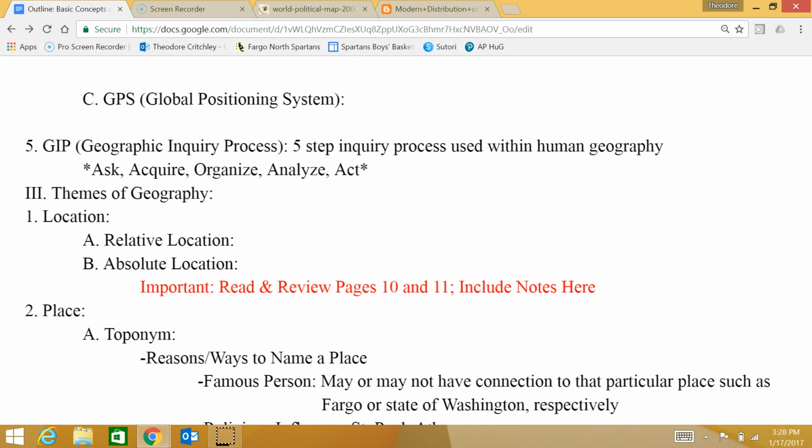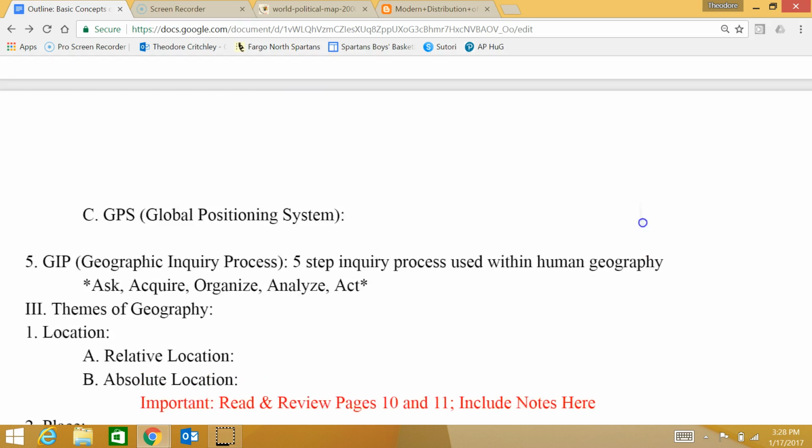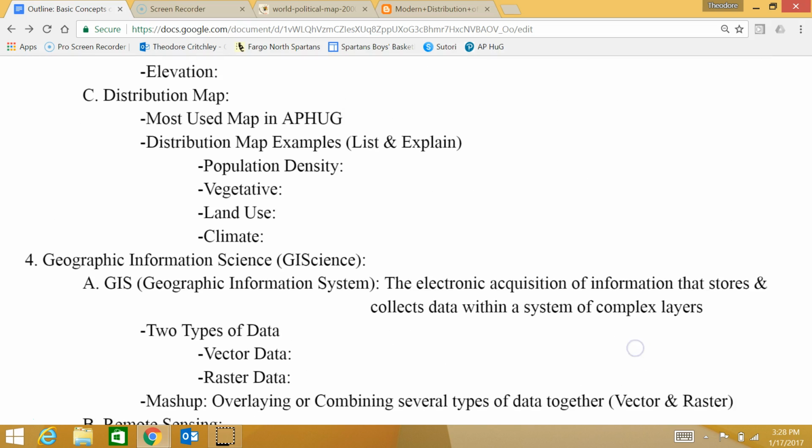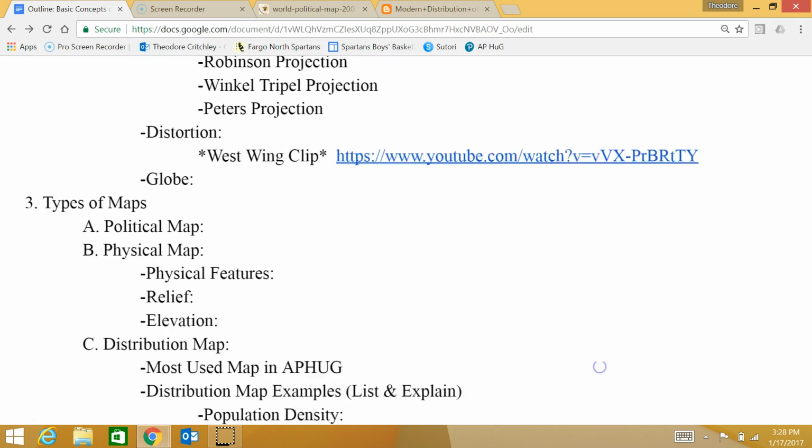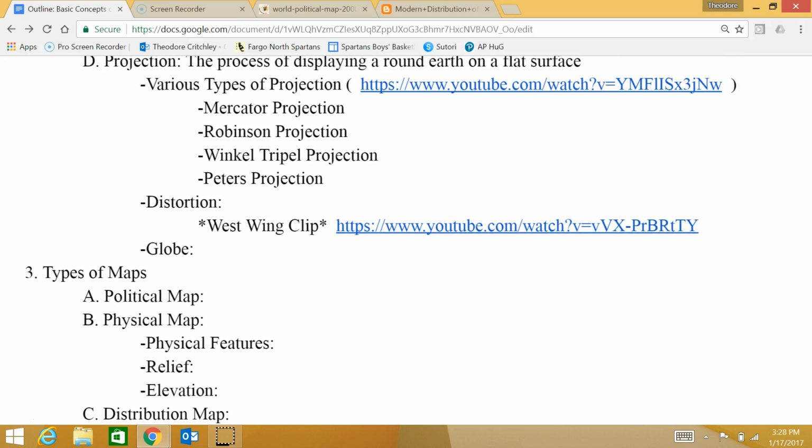So this is maps and other tools of geography that are going to be useful. We'll talk about them from time to time in class. Definitely a lot of vocabulary, something that you want to go through. And don't forget to look at those 2 links, especially the ones talking about the Mercator projection, Robinson projection, Winkel Tripel projection, and Peters projection. And then, of course, that West Wing clip does a really nice job of showing what distortion is and how it works on the various maps that are used within our school systems today.